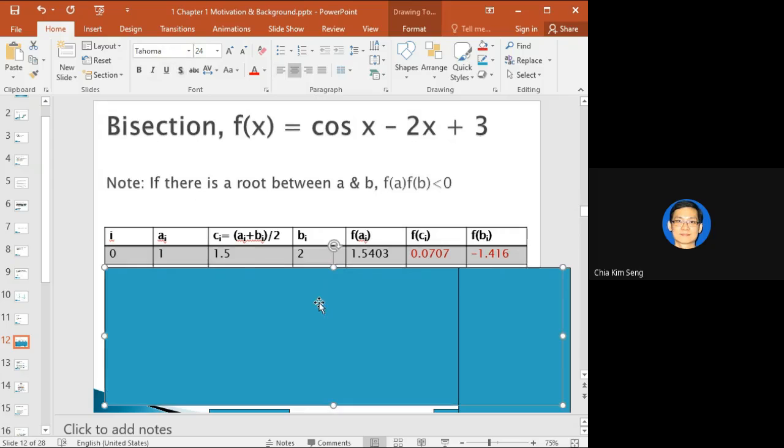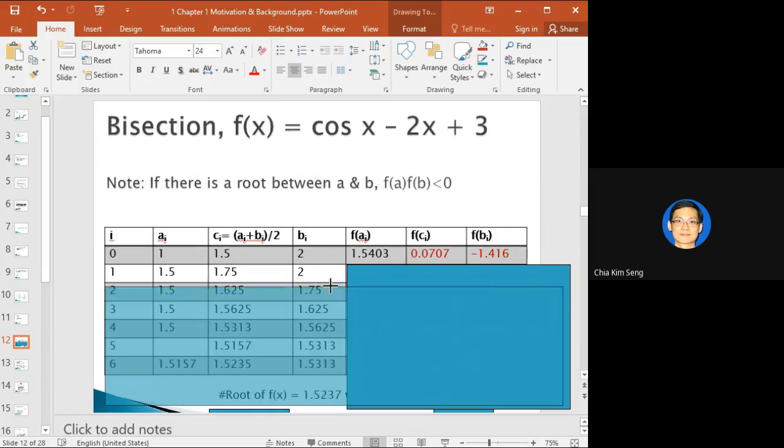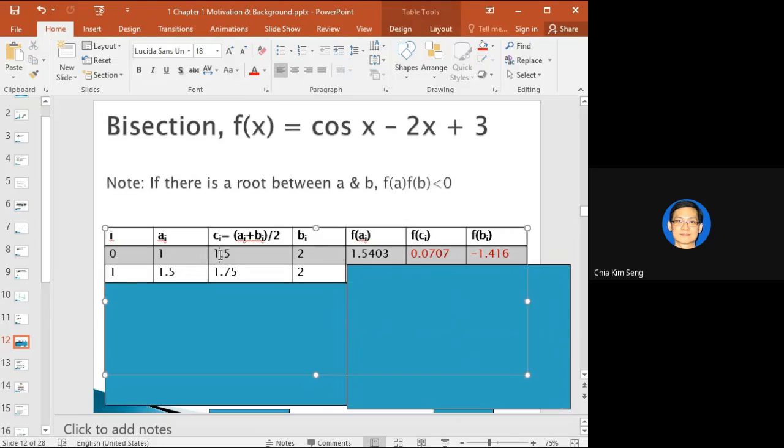So what you need to do next is this one you can remove already. So this is your new interval, 1.5 to 2. So what you need to do is you copy here. Okay, 1.5 copy to here. 2 remains. And then you calculate a new mean value. Okay, the new mean value will be 1.75. 1.5 plus 2, you get 3.5. Divide by 2, you get this one.